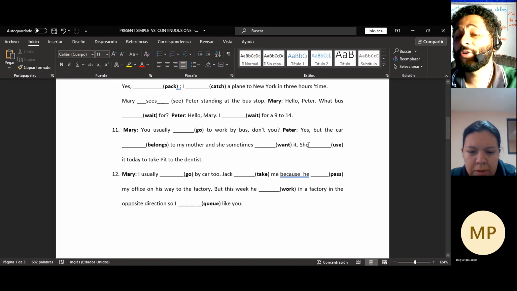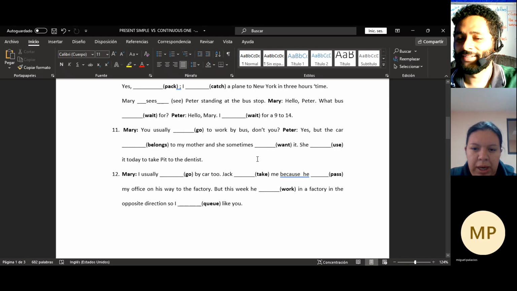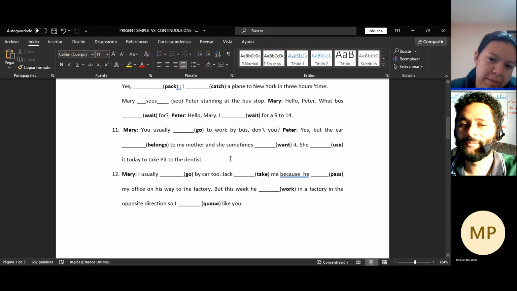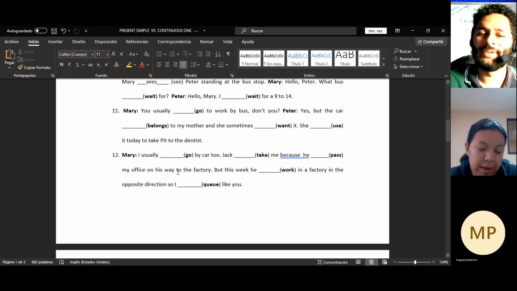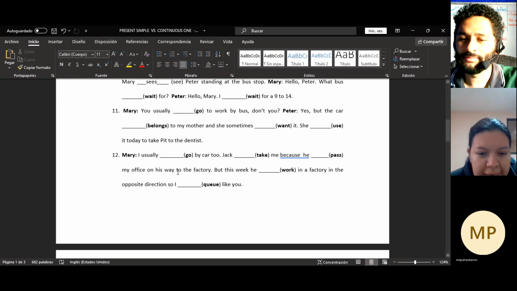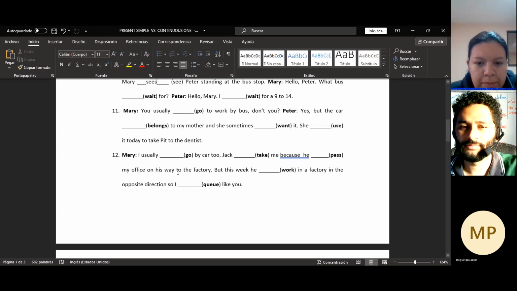Now, that is what she is doing right now, she is using it to take Pete to the dentist. She is using it today. She's using it today. So, all right. Okay, so number 12. I usually go by car too.